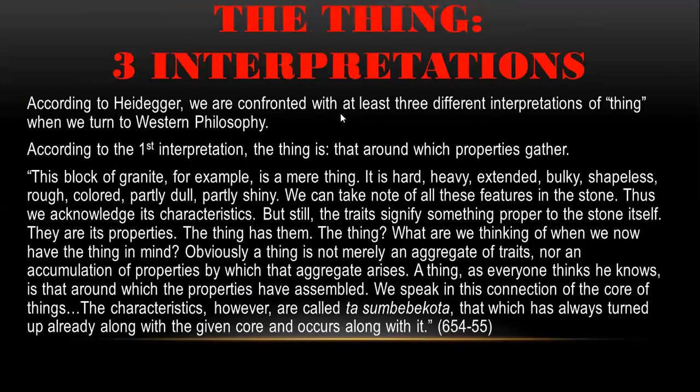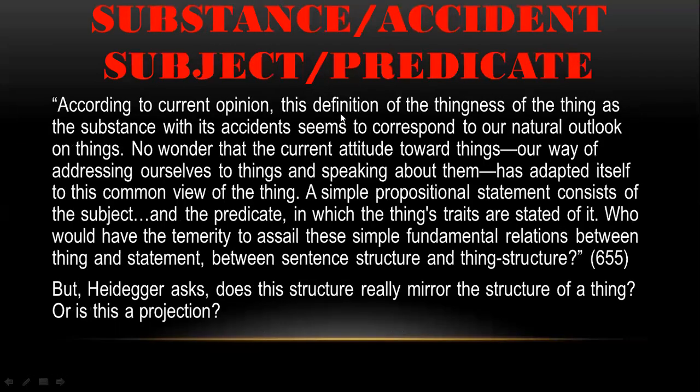But anyways, really quick. This first interpretation of the thing is that around which properties gather. There's this thing, whether it's a rock or, like he's using the example of the granite. The granite has a shape, it has a color, all these are properties that attach to it, right? So that's the thing. That's the underlying substance.